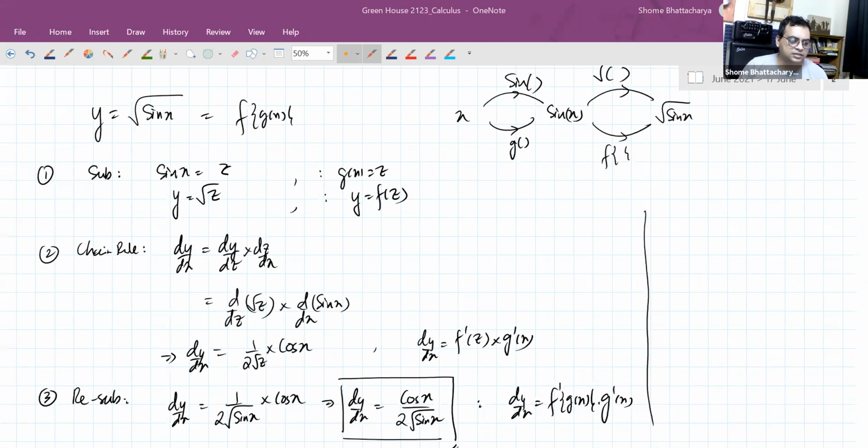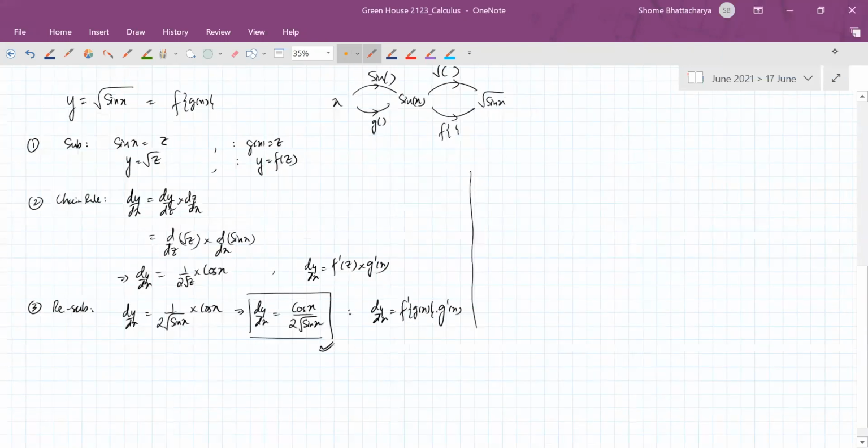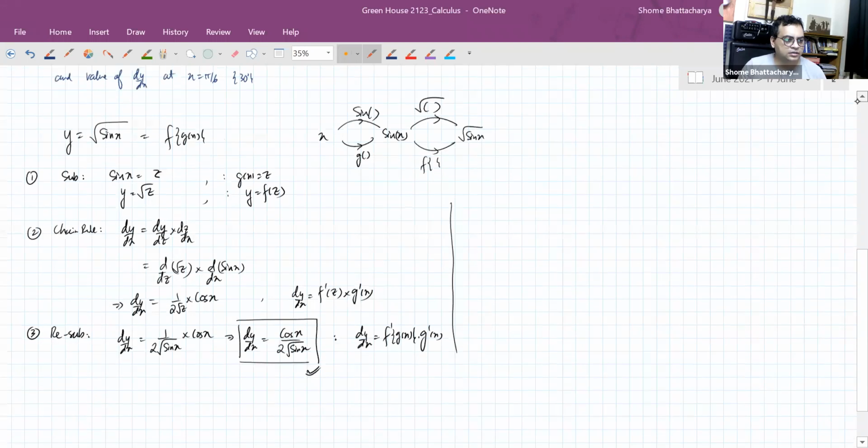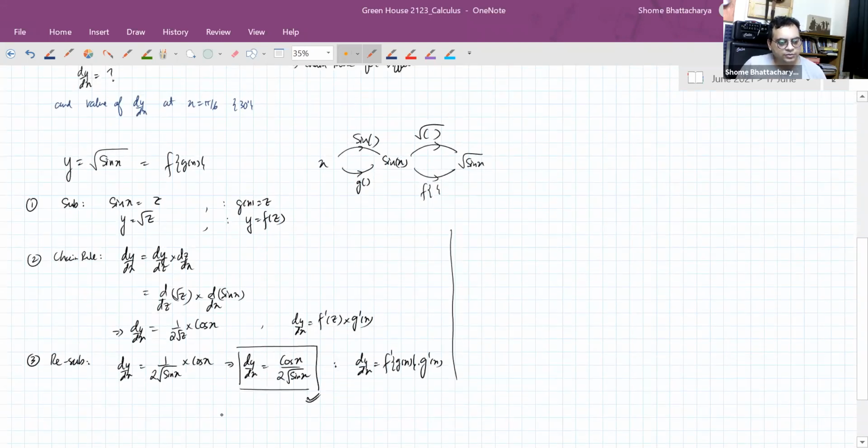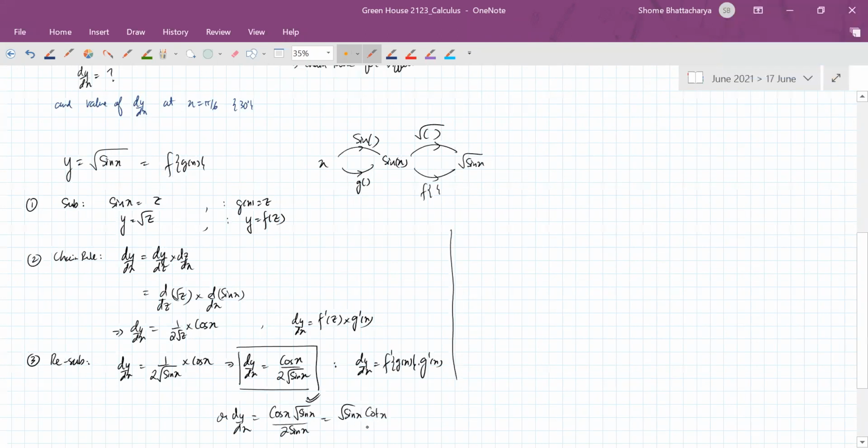That's correct. You can rationalize the denominator, or you can also write cos x as root cos x into root cos x. So you can express it in two different ways. There are a couple of alternate ways in which we can write the answer. One of them would be to rationalize the denominator and write this as cos x into root sin x divided by 2 sin x, or basically that will become root sin x into cot x divided by 2.